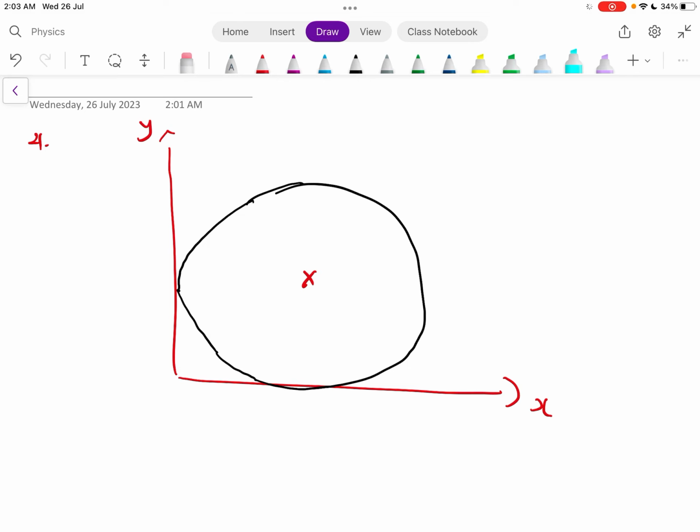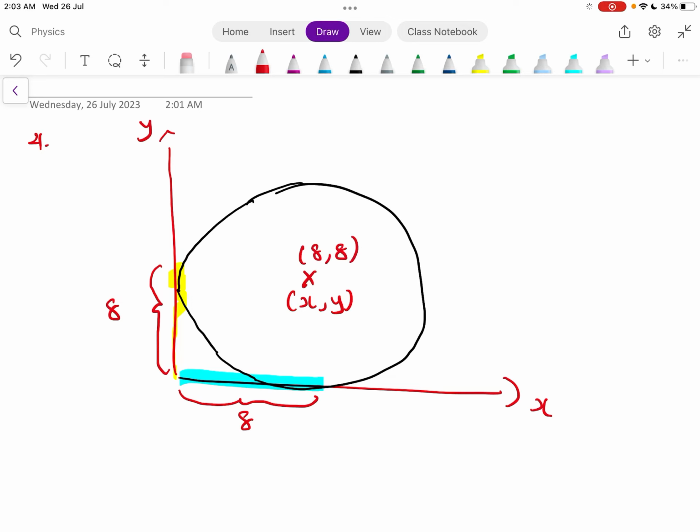So for this, you just need to know that for this point, this length and this length are the same. Meaning that the x coordinate and the y coordinate will be the same. For example, if this length is maybe 8 units, this must also be 8 units. So the center of the circle in this example will be 8, 8. So for the first part, you just say that the x and y coordinates are the same.